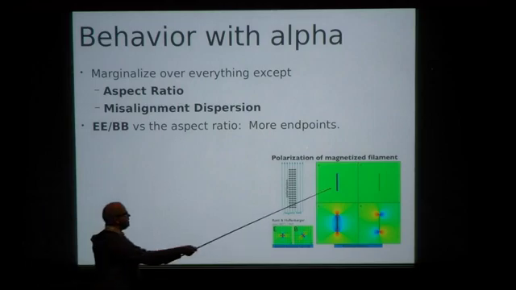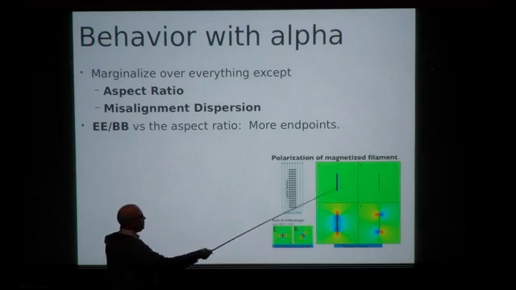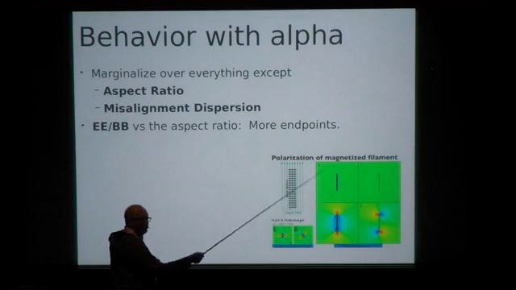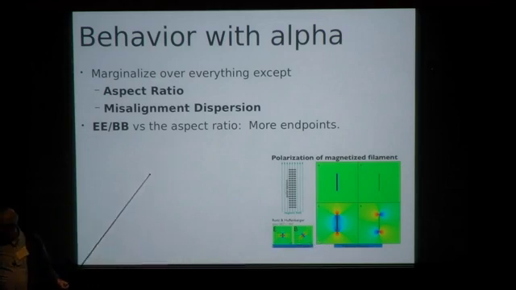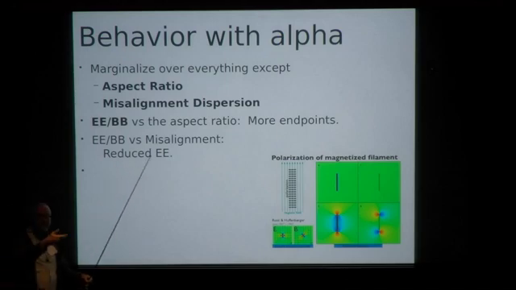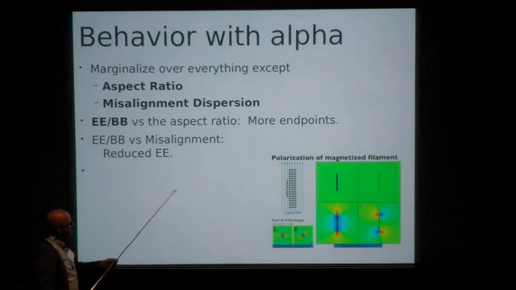As I change the aspect ratio, I'm going to have, per unit temperature, more endpoints per length. So there will be more B per unit E. So as I shorten the filament, I will get a larger B to E ratio. As I change the misalignment, if my filament is up and my magnetic field we're averaging azimuthally, then I'm going to have less polarization along the filament, so my E will go down, but my B won't change much, because the B just comes from the corners.